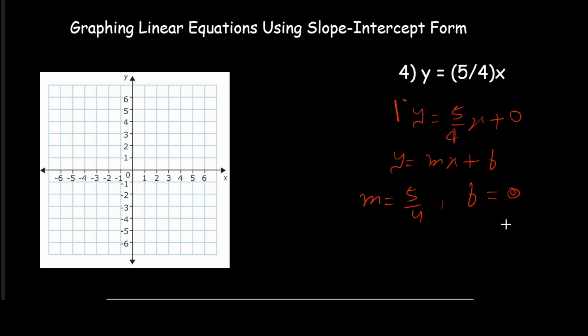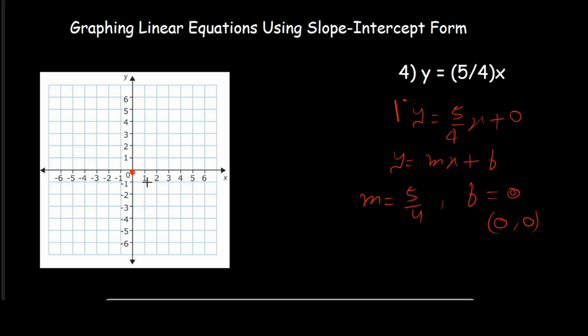So what is the meaning of 0? It means that our y-intercept is 0 comma 0, which is the origin. So this is the y-intercept, which means that the line goes through the origin. So we have slope 5 over 4. Now let's plot a point.